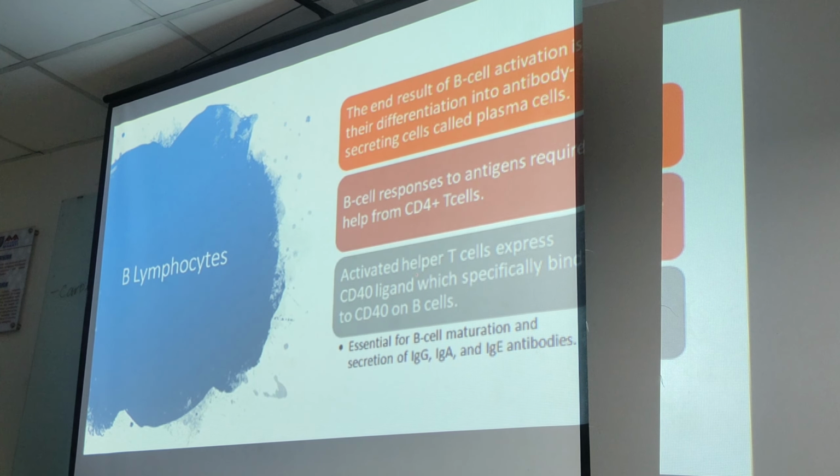So the end result of B-cell activation is differentiation into plasma cells. Plasma cells are differentiated B cells that secrete antibodies. B-cell responses to antigens require help from CD4 T cells. Activated helper T cells express CD40 ligand, which specifically binds to CD40 on B cells.